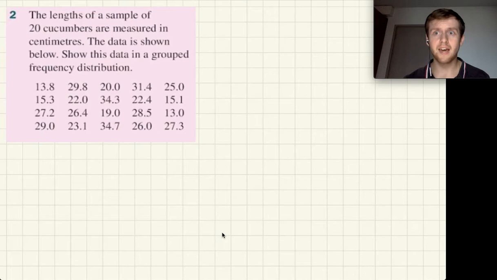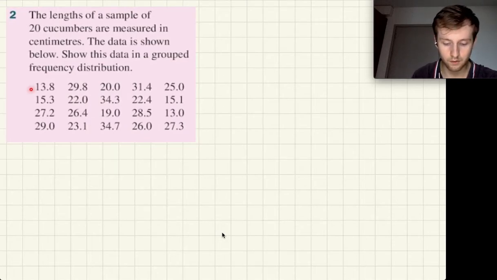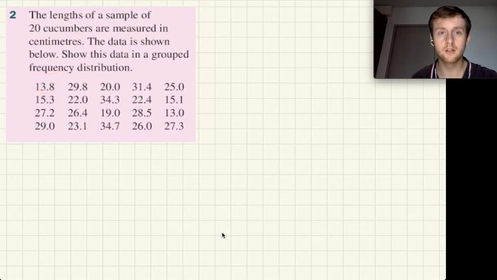So if we have data like this, we have to group it in categories. First, let's see what categories we can make, what categories are going to make sense. First let's find the smallest number. I think it's 13.8, the first one.